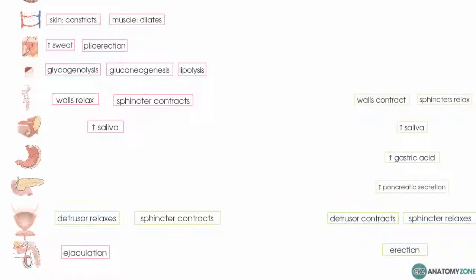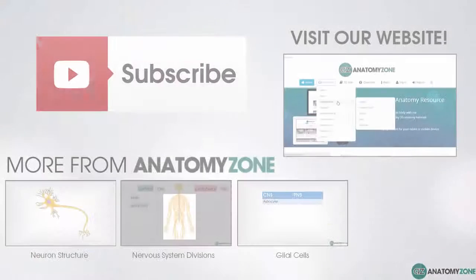So you can see how the fight or flight and rest and digest ideas can be applied to try and remember those different functions of the sympathetic and parasympathetic divisions. So that's an introduction to the autonomic nervous system.